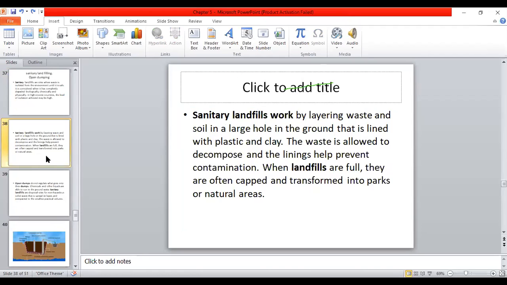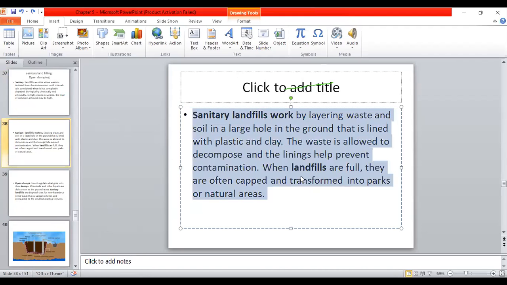Sanitary landfill works by layering waste and soil in a large hole in the ground that is lined with plastic and clay. The waste is allowed to decompose, and I request you to write down this definition. And at that time, I will explain with the figure. Okay, so please write down what is sanitary landfilling.